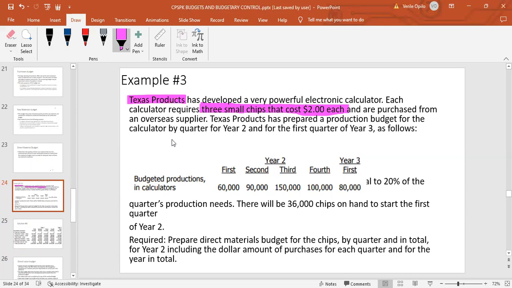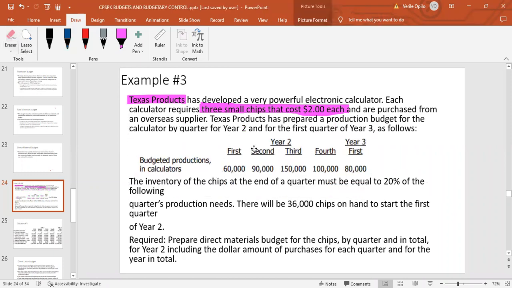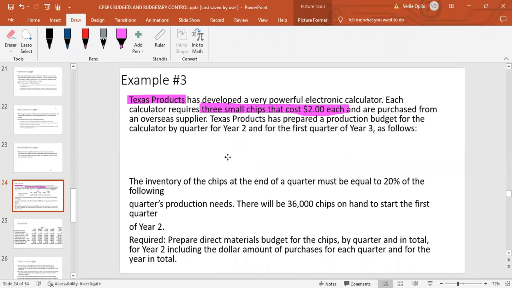So it has produced budgets for all the quarters of year 2 and the first quarter of year 3. In the first quarter of year 2, the budgeted production is 60,000 calculators, the second quarter 90,000, the third quarter 150,000, the fourth quarter 100,000, and then in year 3 the first quarter is equal to 80,000.